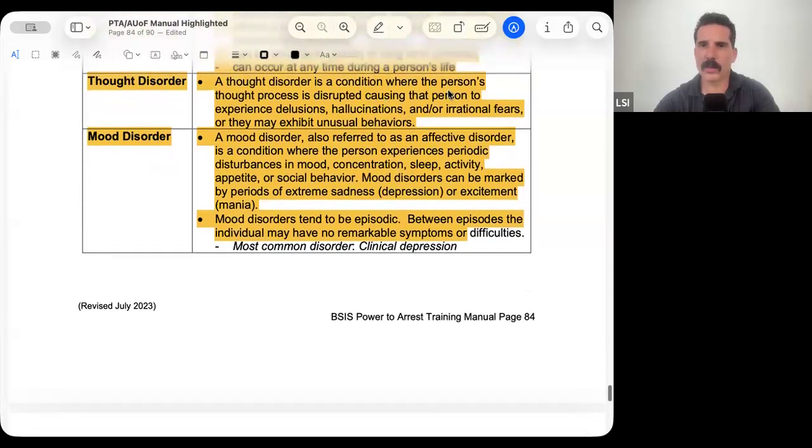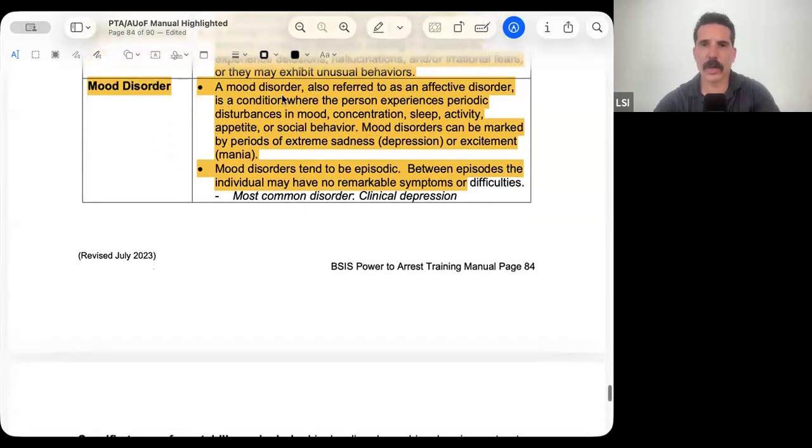Thought disorder. Thought disorder is a condition where the person's thought process is disrupted, causing the person to experience delusions, hallucinations, and/or irrational fears, or they may exhibit unusual behaviors. Mood disorder. Mood disorder, also referred to as an affective disorder, is a condition where the person experiences periodic disturbances in mood, concentration, sleep, activity, appetite, or social behavior.